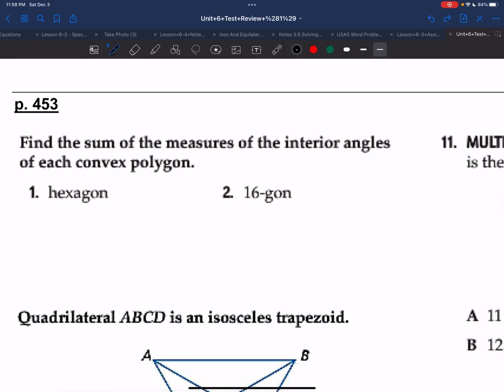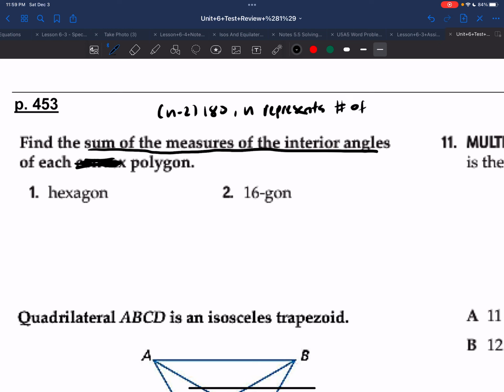Okay, all right. Let's go ahead and take a look at this one. It says find the sum of the measures of the interior angles of each convex polygon. Now, this is a repeat of the types of problems that we did before. We're going to go ahead and ignore the meaning of convex. I just care about what this means. Find the sum of the measures of the interior angles. Now, again, that formula, you need to know this. It's going to be n minus 2 quantity times 180. Okay, so remember, n represents the number of sides.